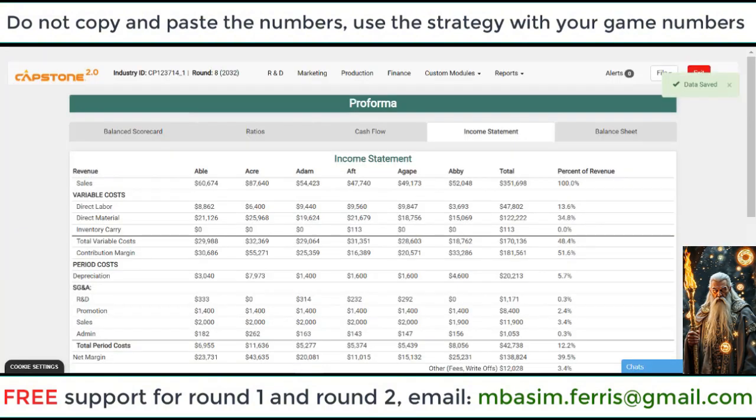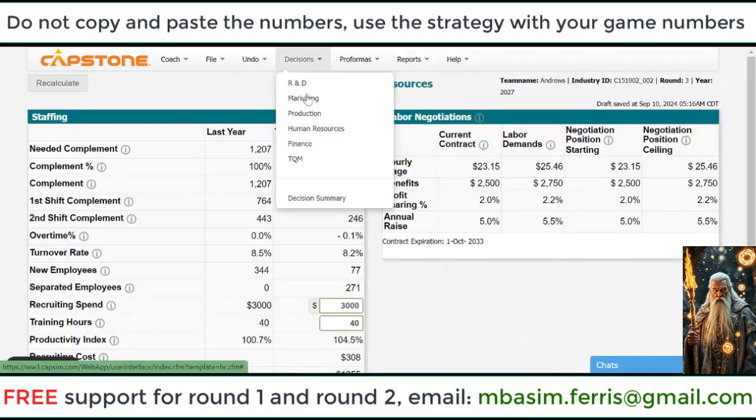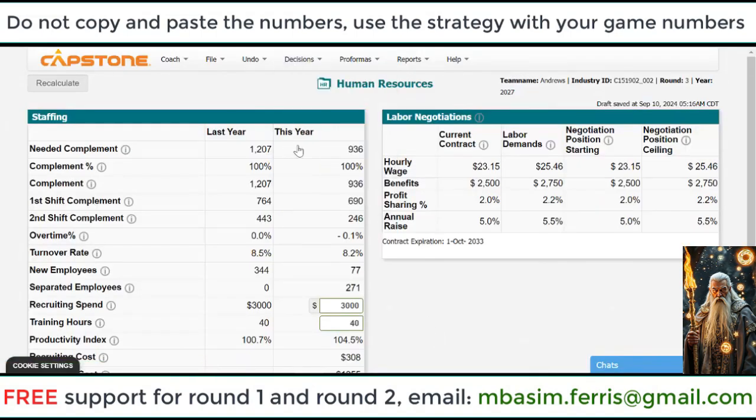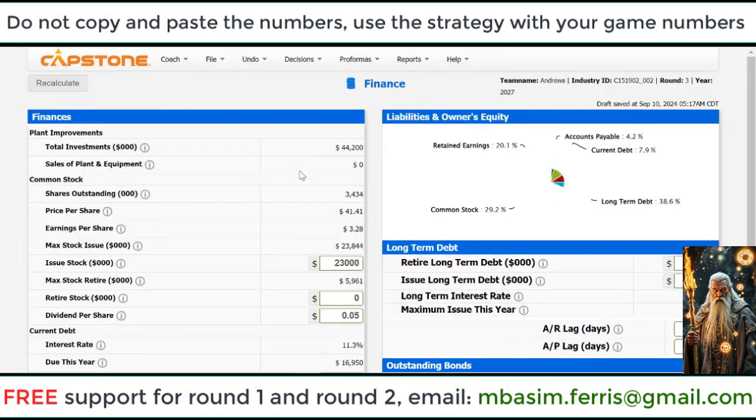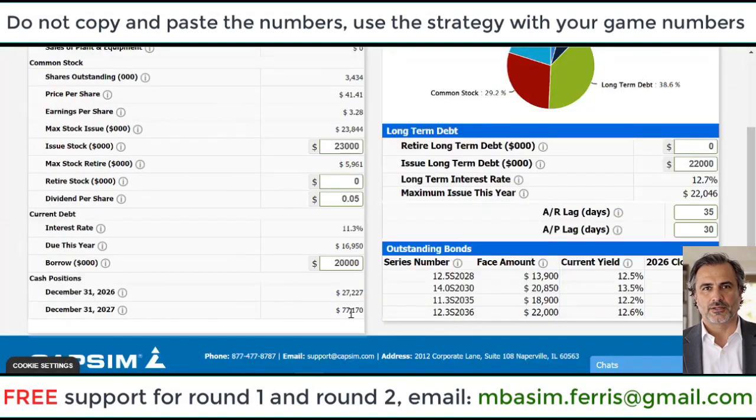Avoid paying dividends in early rounds. Instead, reinvest every dollar back into operations. Tip number 8. TQM, Total Quality Management Initiatives.